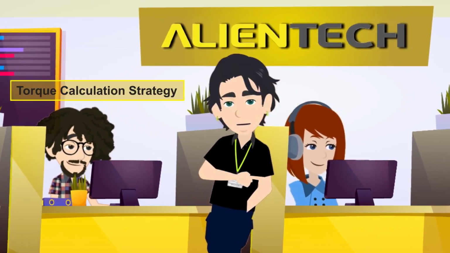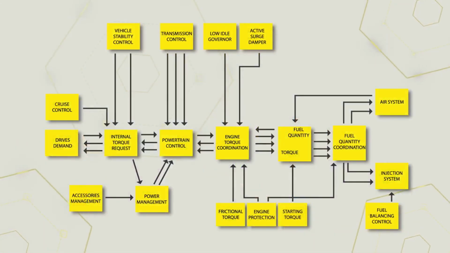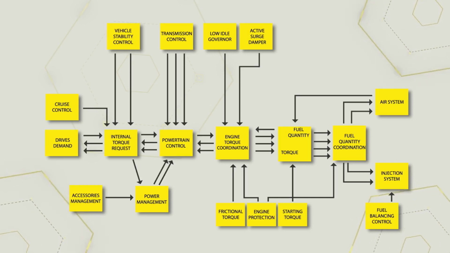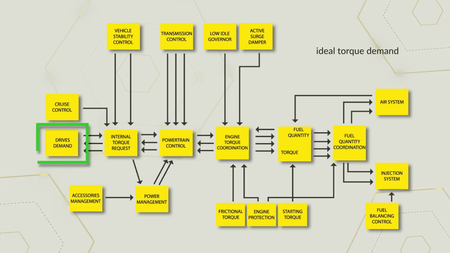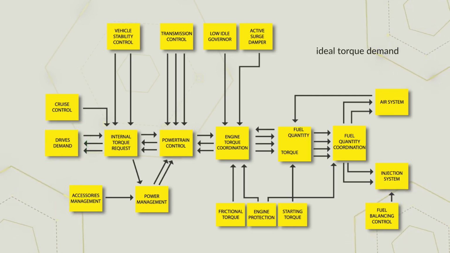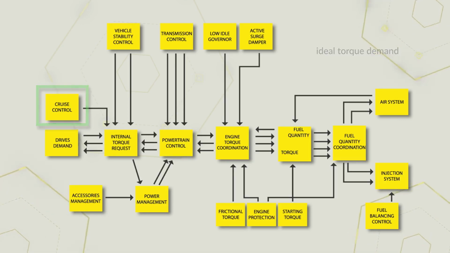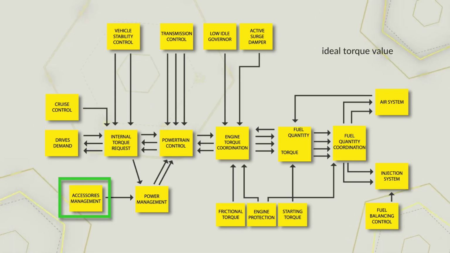Let's go into more detail by taking a look at and analyzing the structure of a system based on torque calculation. Look at the diagram starting from the left. It is immediately understandable that the three quantities that determine the engine torque are the ideal torque demand that the driver requires by acting on the accelerator pedal, the ideal torque demand that the cruise control system adjusts to keep cruising speed constant when it is active and when the driver does not press the accelerator pedal, the ideal torque value lost due to the management of accessories operating at a specific moment.